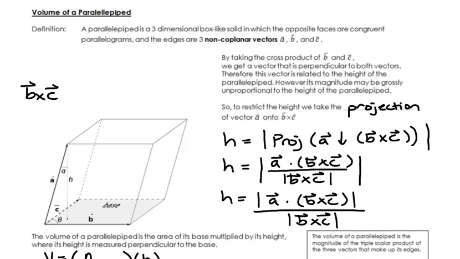Volume of a parallelepiped. Okay, so first of all, a parallelepiped, what the heck is that? A parallelepiped is essentially a parallelogram, but a prism, like a parallelogram prism. And there's 3 coplanar vectors, A, B, and C. Let me explain what that is.